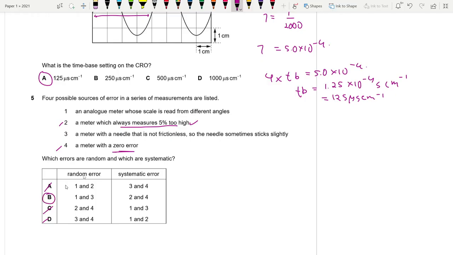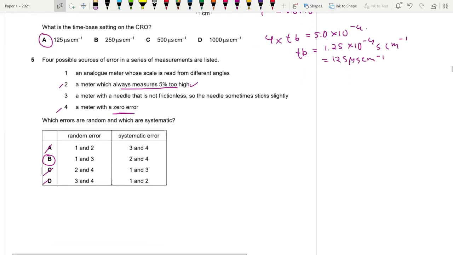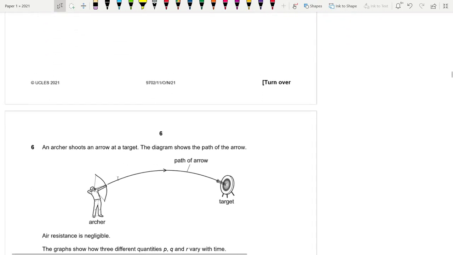And 1 and 3, an analog meter whose scale is read from different angles, parallax error, something like that. So that's random. It's totally due to the human being making an error. And a meter with a needle that is not frictionless, so the needle sometimes sticks slightly. So it will vary from experiment to experiment, not always, right?